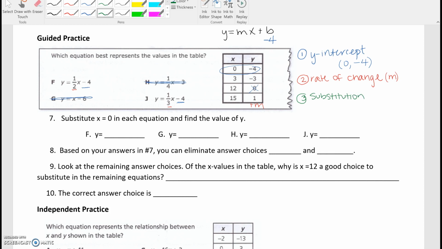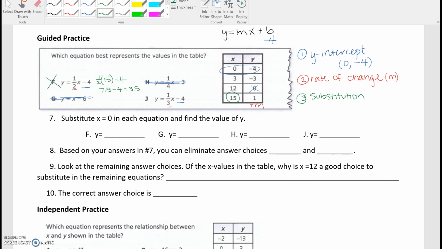Okay, so let's see, I'm going to go with 15. So if I plug it in for f, I have 1/2 times 15 minus 4. So half of 15 is 7.5 minus 4 is 3.5. That does not match, so hopefully it's J.